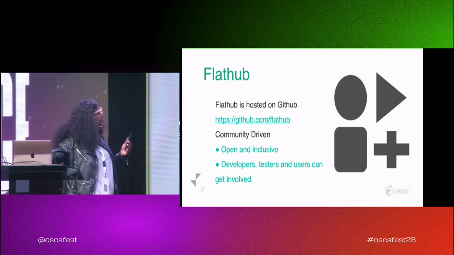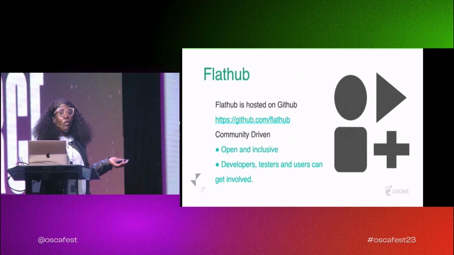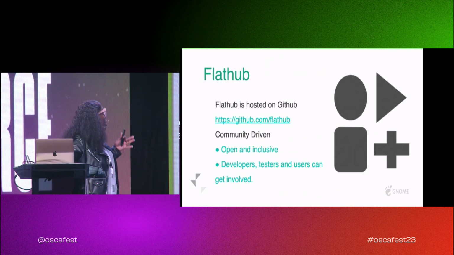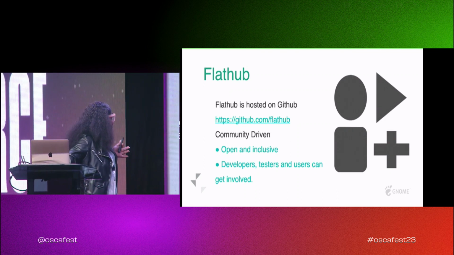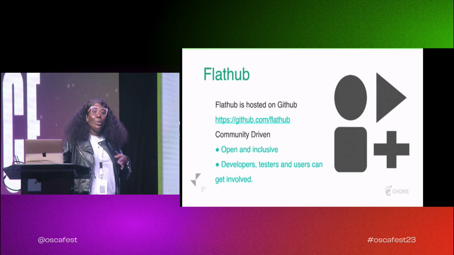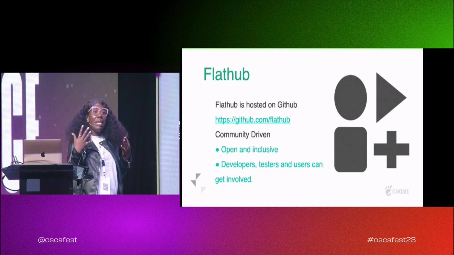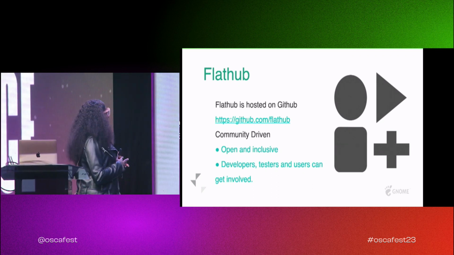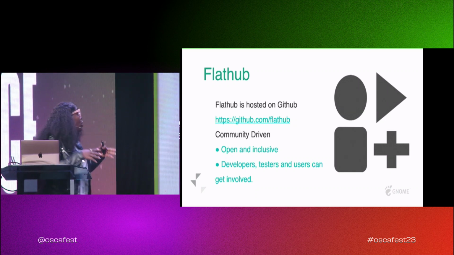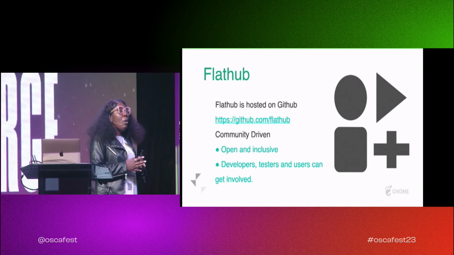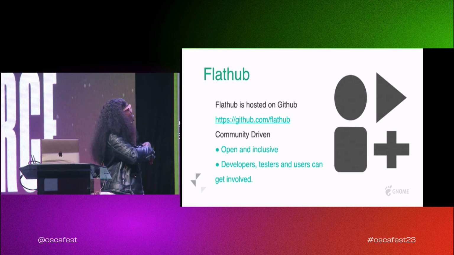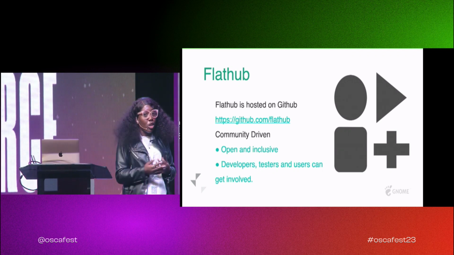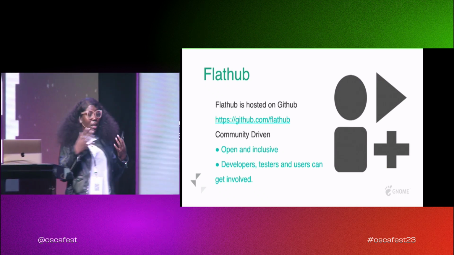So how do you basically get involved with Flathub? We have our project hosted on GitHub, and of course, we are community-driven. We are open and inclusive to ideas and how we can be better within the Gnome project. We are open to developers. We are open to those that would partake in testing the platforms, and then we are open to all sorts of users, documentation, technical writers, and all of that.